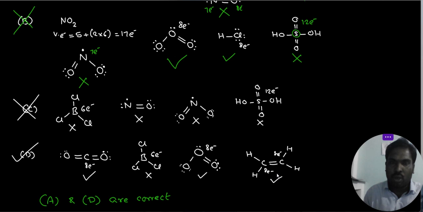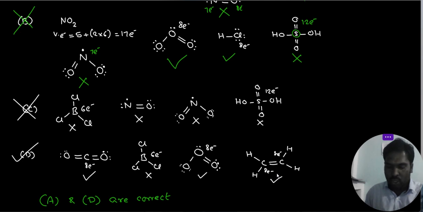Ozone, central oxygen, 3 bond pairs, 1 lone pair, 8 electrons, obeying the octet rule. HCl, already we discussed. For hydrogen chloride, it is a diatomic molecule, but hydrogen is the exception. So we follow chlorine. Around the chlorine 8 electrons are there, obeying the octet rule. But coming to sulfuric acid, around the sulfur 6 bond pairs, means 12 electrons. It is not obeying the octet rule. So here at least 3 molecules should obey the octet rule, but among the 4, only 2 obey.